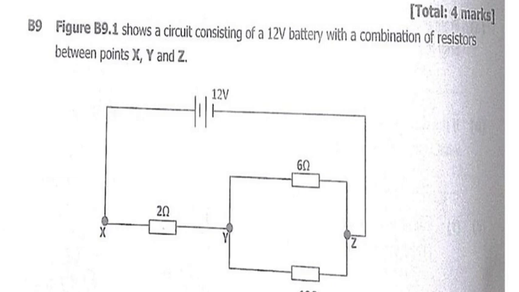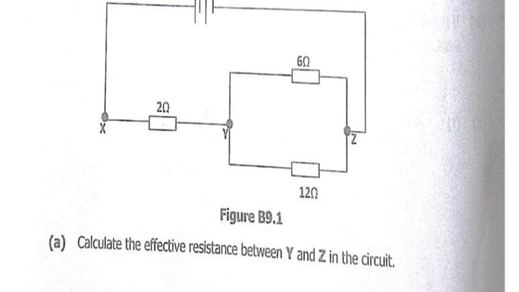resistors between points X, Y and Z. Alright. Then what is the question asking us to find? First one, calculate the effective resistance between Y and Z in the circuit. So effective resistance between Y and Z. Now look at Y and Z. These resistors, they are in what? They are in parallel. So resistors in parallel, total resistance in parallel is given by resistor 1 times resistor 2, you multiply them, then you add them down.